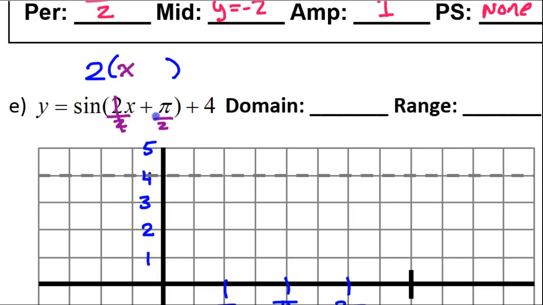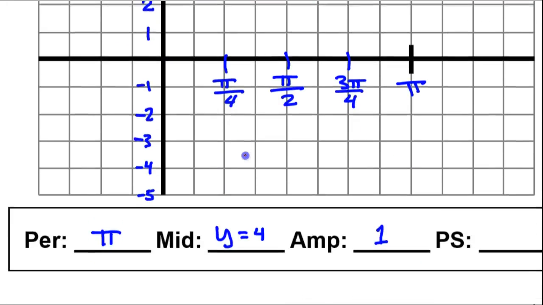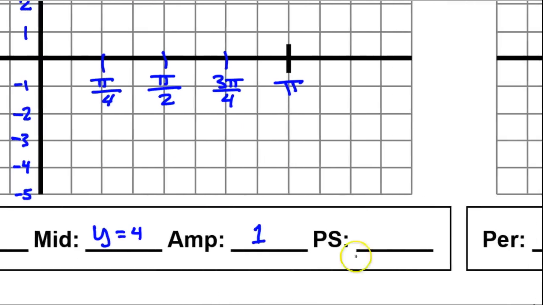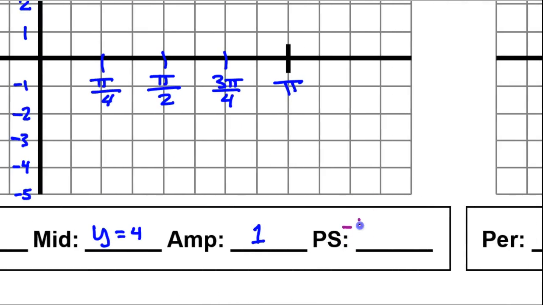But now I can see that my phase shift is going to come from this pi over 2. Okay, but it's the opposite of what you normally think. So this is actually going to be a shift to the left pi over 2. And to represent that, I'm going to put a negative on it. So I'm going to put negative pi over 2. And just to be extra clear, I'm going to write left.